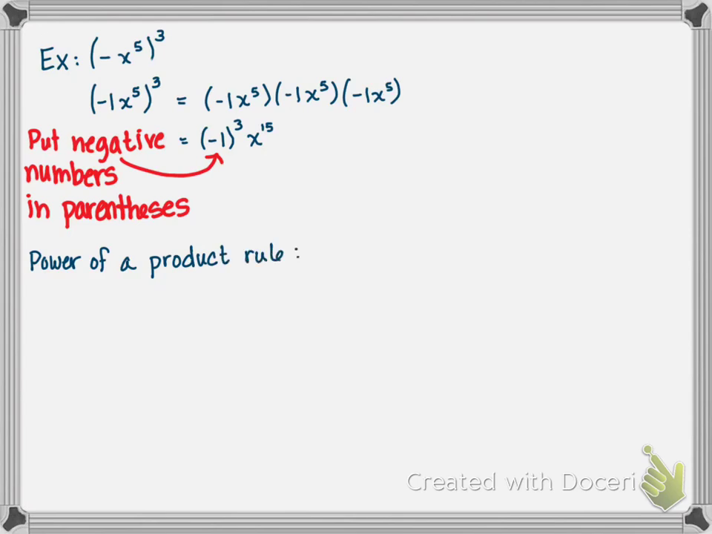So notice that we started out with 2 factors in the parentheses there, and we essentially ended up applying that exponent of 3 to each one of those factors individually, right? We said, okay, that's 3 factors of -1 and 3 factors of x to the 5th. And so that's what the power of a product rule says. It says if you have a product raised to an exponent, you can apply that exponent to each one of the factors individually. So this is the same as raising a to the nth times b to the nth.